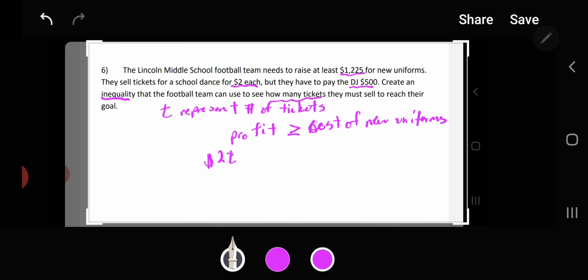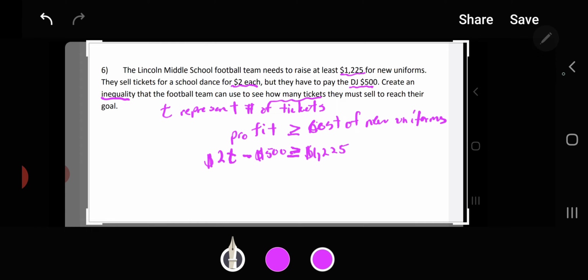So we're multiplying because we don't know the number of tickets, and we're also multiplying because it's $2 for every ticket. So, one ticket is $2, two tickets, $4, three tickets, $6. Once again, just multiplying by 2. But the profit is $2 for each ticket, minus $500 for the DJ, because they have to spend that money to get the DJ. So we need that to be greater than or equal to the cost of the new uniforms of $1,225. All right, so there's the inequality.